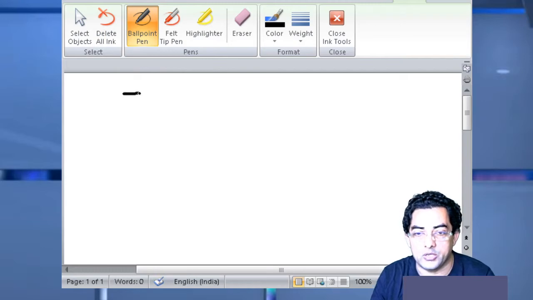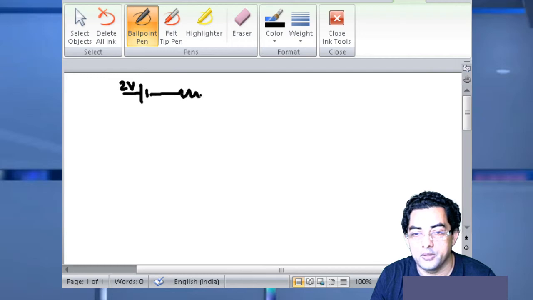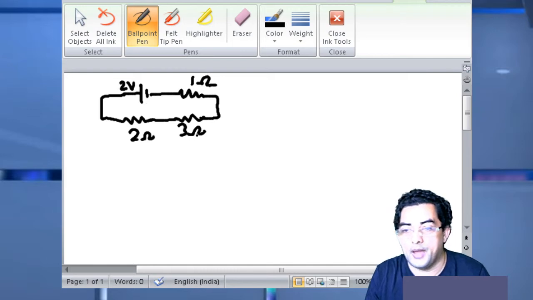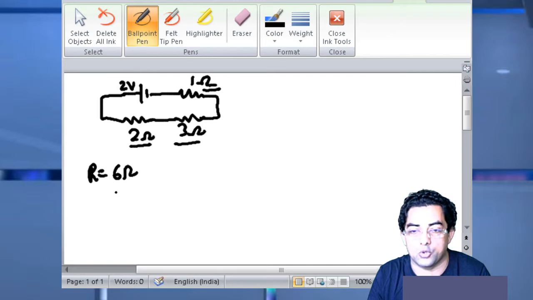correct explanation, right? So we have got 2 volts over here, then there was 1 ohm, then 3 ohms, and then 2 ohms, right? And this was the circuit. Now first we have to find out the total R. What is the value of total R? That is 2 ohms, 3 ohms and 1 ohm: 3, 4, 5 and 6 ohms. So the total resistance is going to be 6 ohms, right?